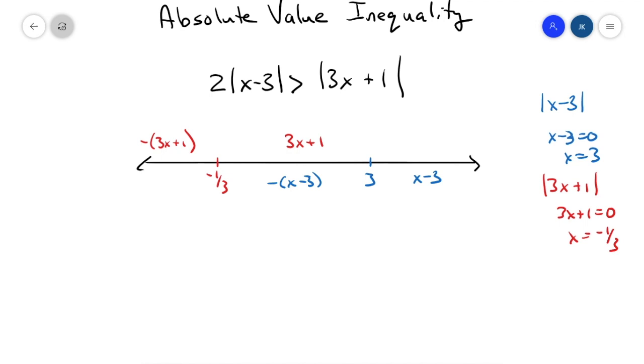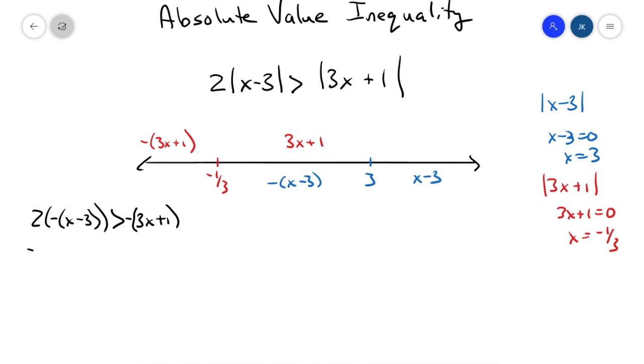So now, when I approach this inequality, I have to look at it in the 3 different regions that I've just outlined here. To the left of negative 1/3, the absolute value of x minus 3 needs a negative in front of it, because its values are naturally going to be negative, so I have to make it positive. This is greater than the absolute value of 3x plus 1, which also forces a negative in front of that expression. And so now I'm going to solve this inequality.